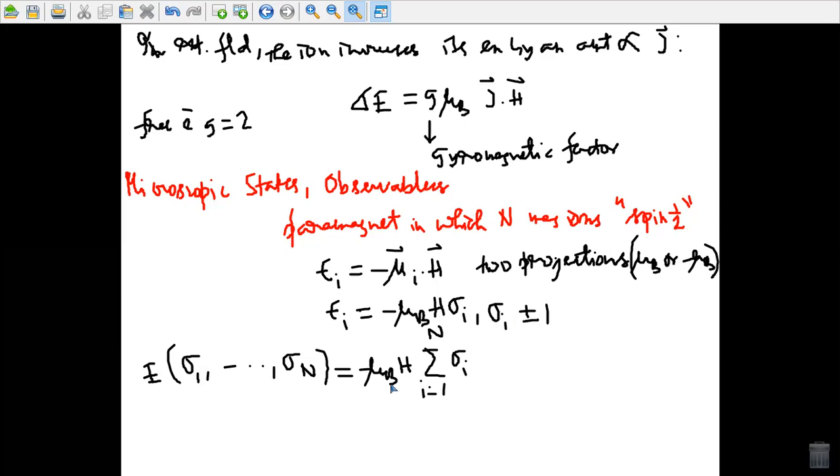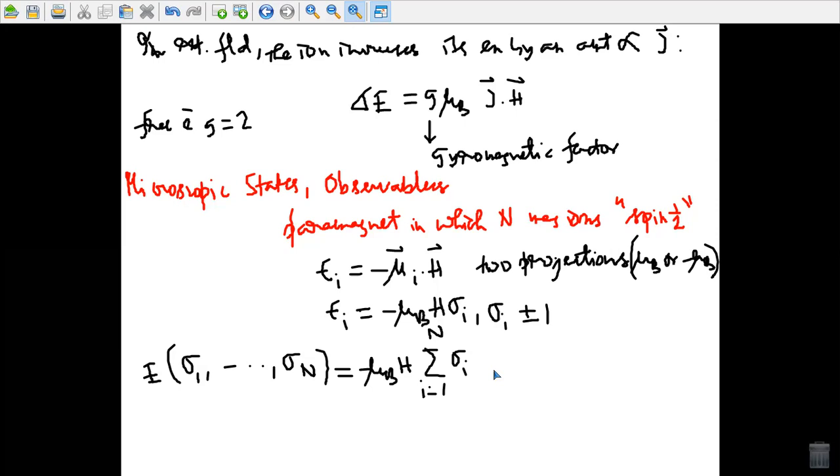Since we are assuming that the magnetic moments are far from one another, which means that there is no interaction between the magnetic ions, we can write the energy of a configuration or a microscopic state of the system of moments in the form E as a function of sigma_1 to sigma_N equals minus mu_B H summation over i equals 1 to N of sigma_i. And by the term configuration or microscopic state, we mean a state in which all the degrees of freedom of the system are specified, right?